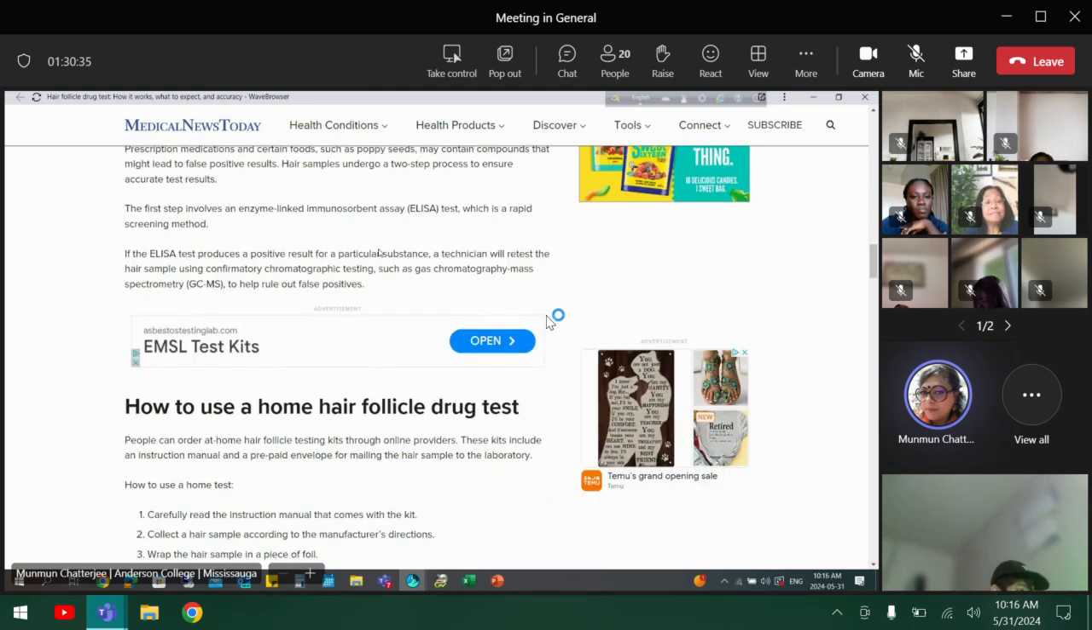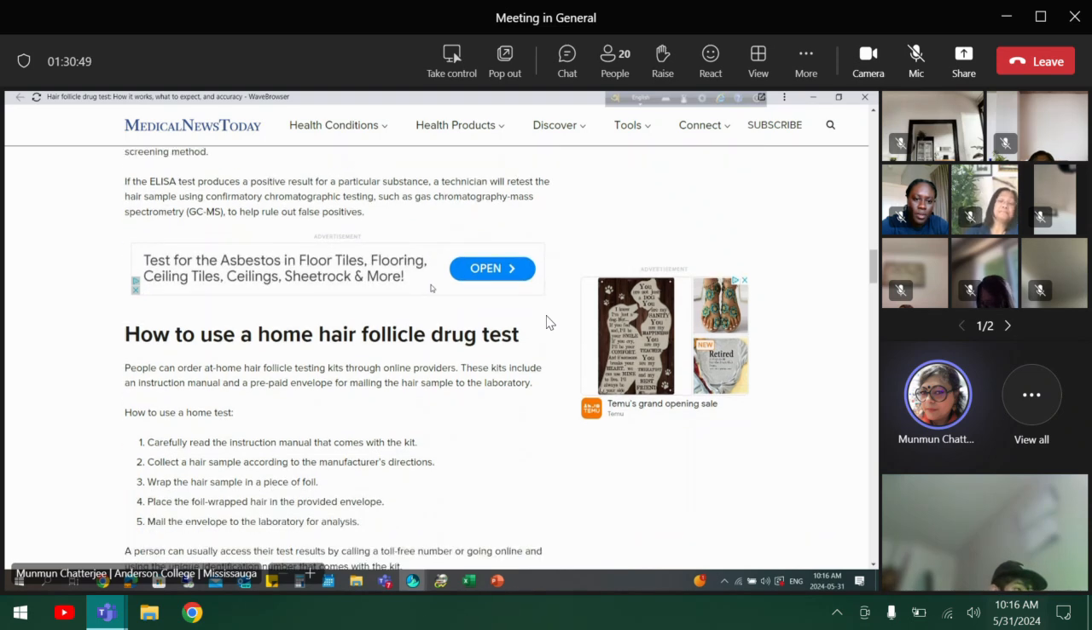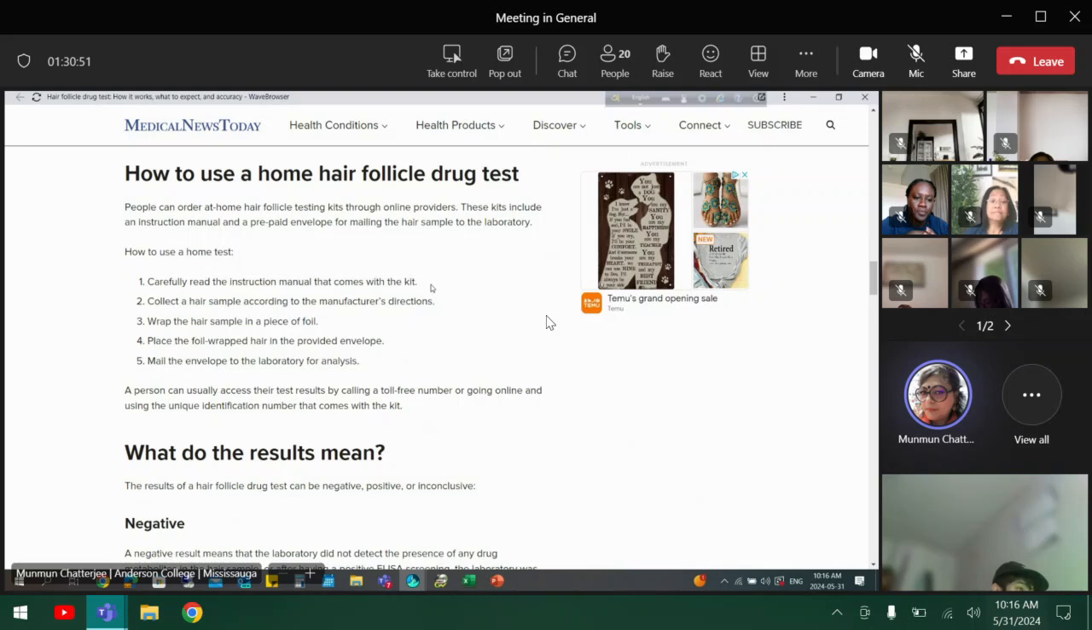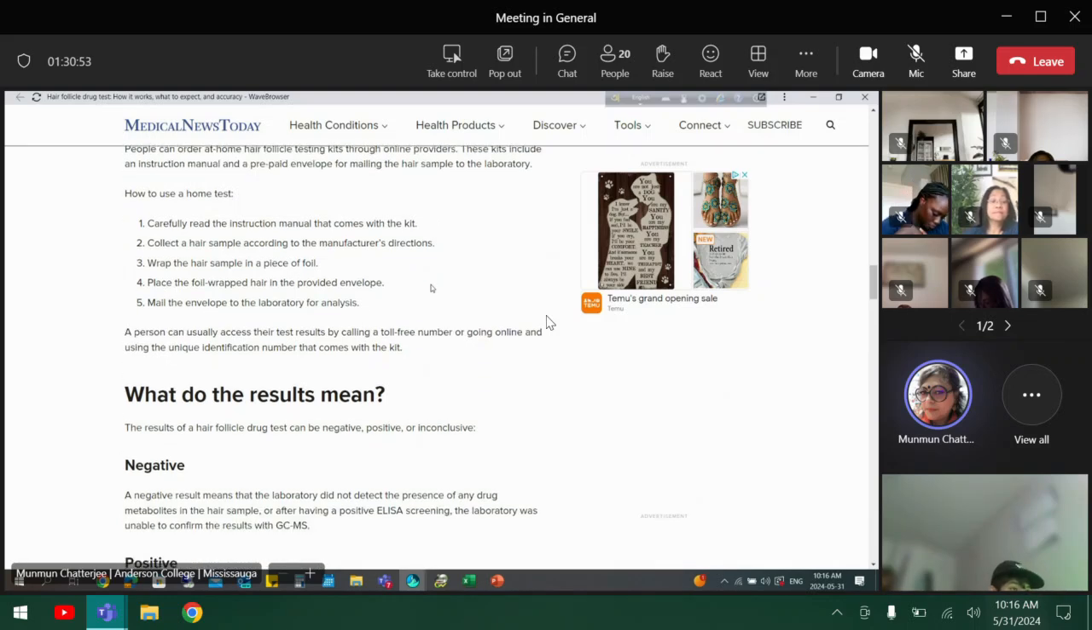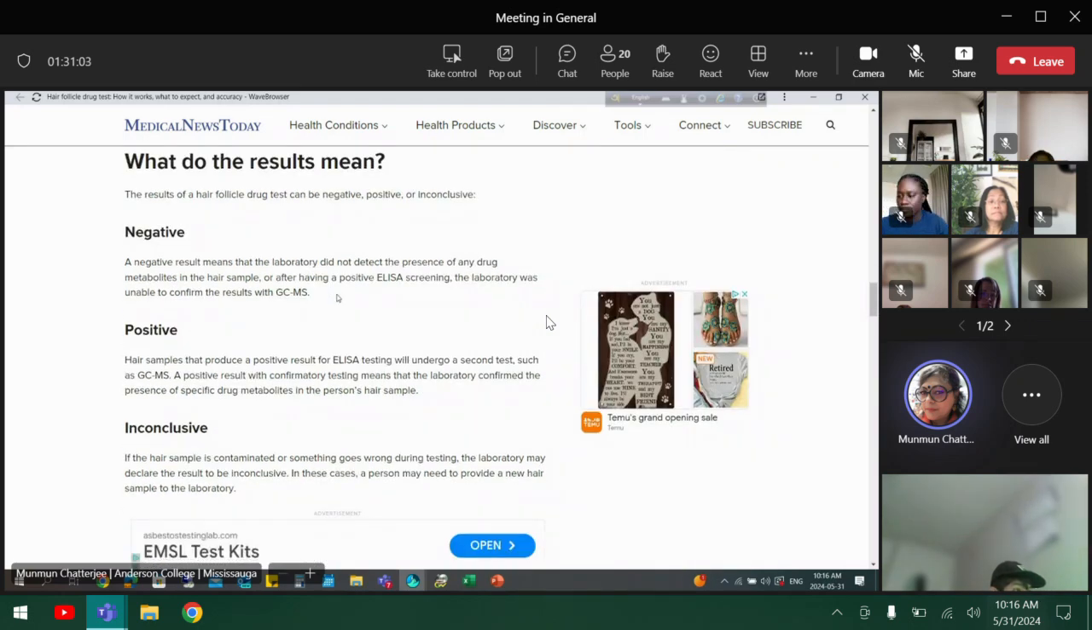The first step involves an enzyme-linked immunosorbent assay (ELISA), which is a rapid screening method. If it is a positive result, the technician performs confirmatory chromatographic testing, such as mass spectrometry. Collect the hair sample according to manufacturer direction. Wrap the hair sample in a piece of foil. Place the foil-wrapped hair in the provided envelope. Mail the envelope to the laboratory. A negative result means not detected.